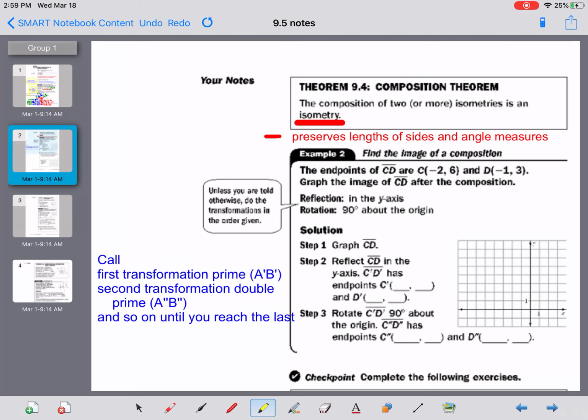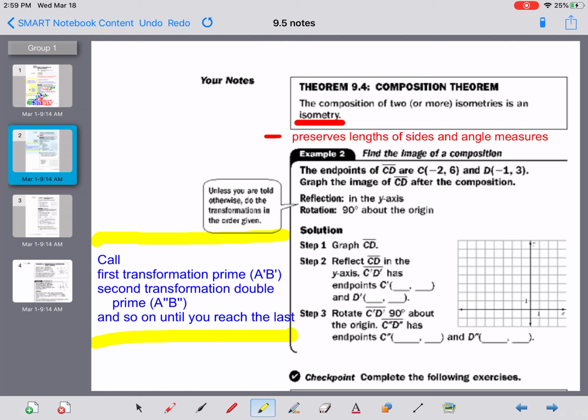So you'll notice in the margin, I put you a little note here. I've already used this on the first page, and it's something that you probably recall. You don't have to copy this into your margin if you know this. It's just a reminder that when we move our first transformation, we call it prime, A prime, B prime. Second transformation, we call it A double prime, B double prime, and so on until you reach the last. So this is a reminder.